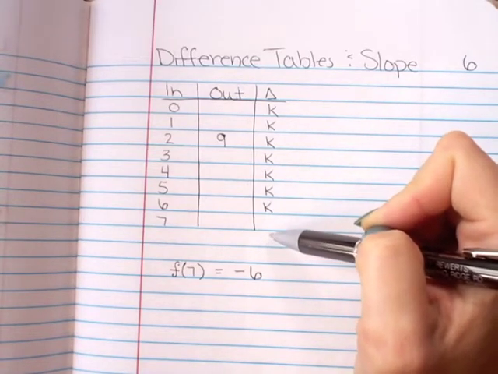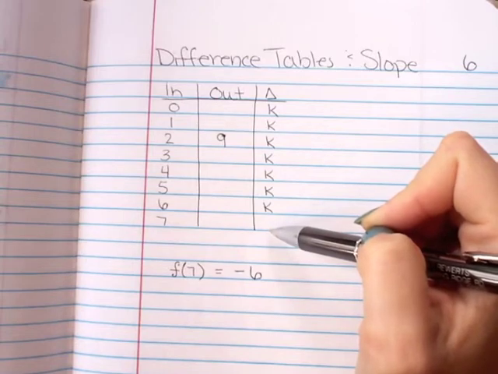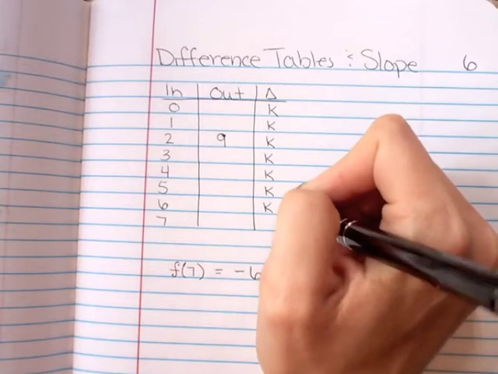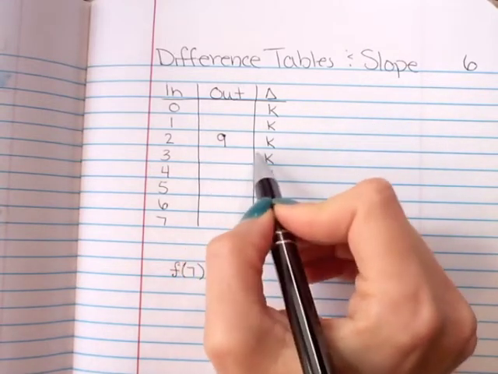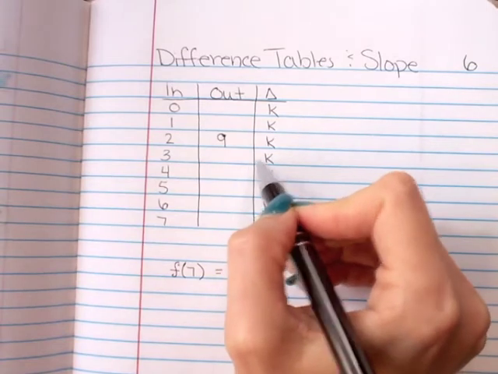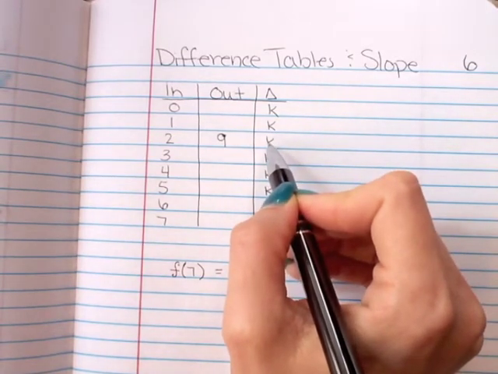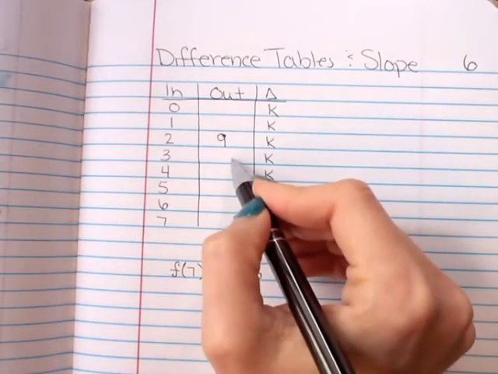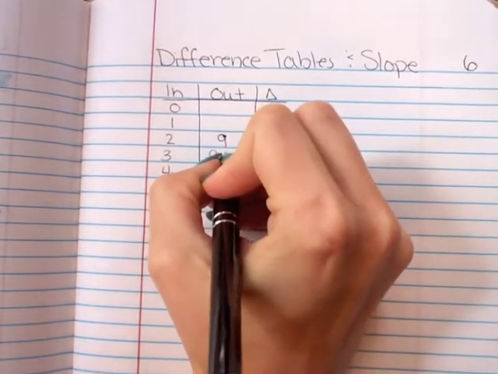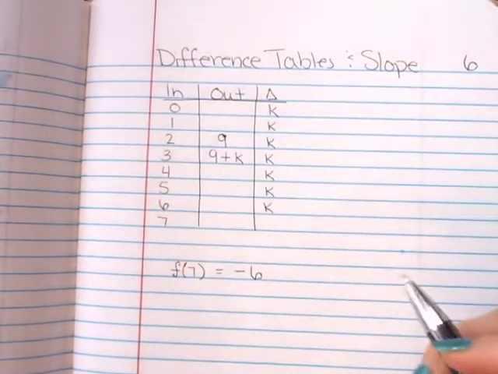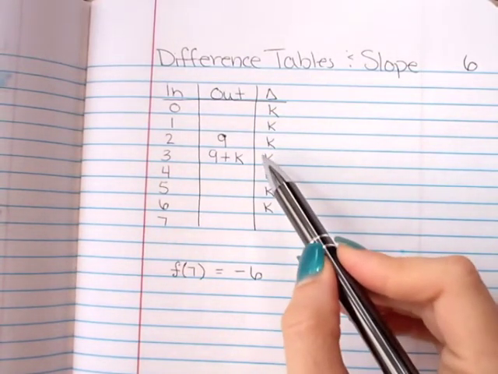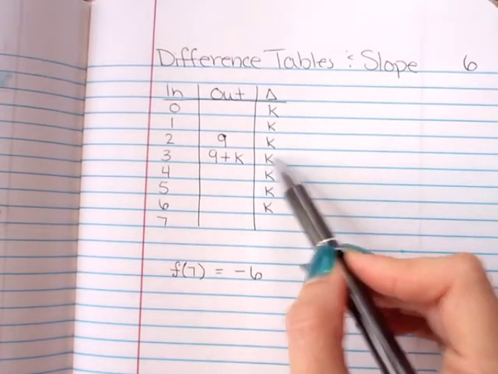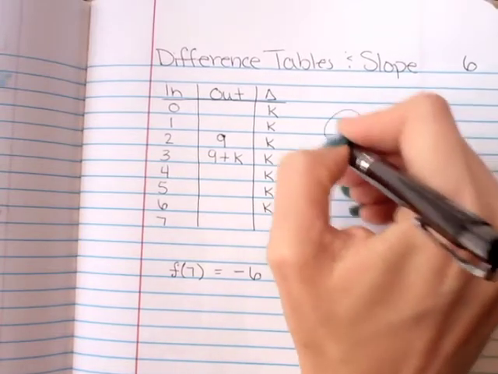And even though we don't know k, we could learn some information about this table from knowing that value k is constant. So if I wanted to find the next value, since our difference is constant, we are going to add 9 plus whatever this k is to get our next output value. So 9 plus k. And if I want to get the output value after that, I'm going to add k again.